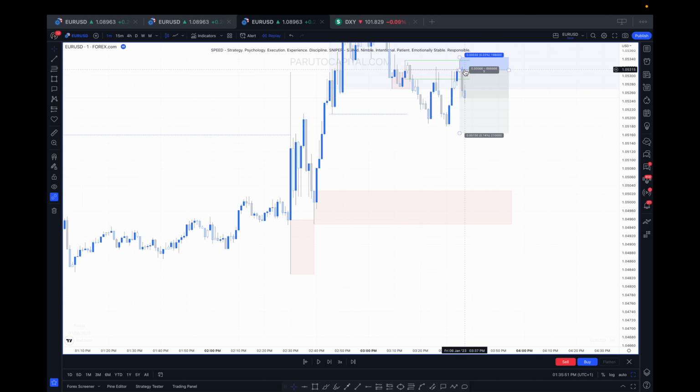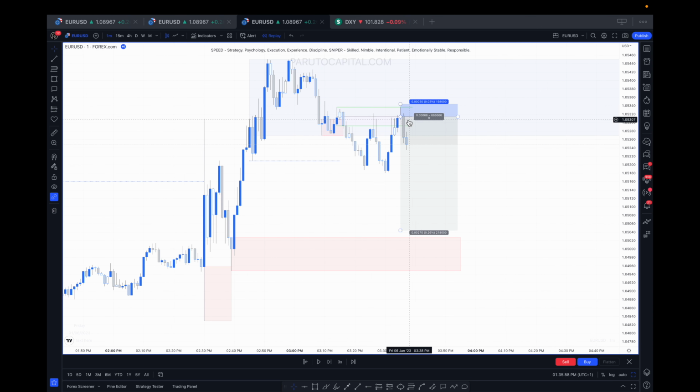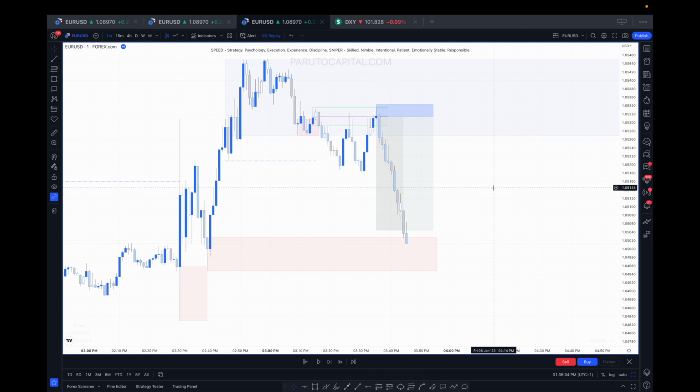So instead of just targeting this 1 to 5 and targeting the liquidity around here, we can decide to target the liquidity more like around here, right? And see what happens. Already we've been tagged in. So let's see if price actually respects that. And that's it, 1 to 9, as you can see.